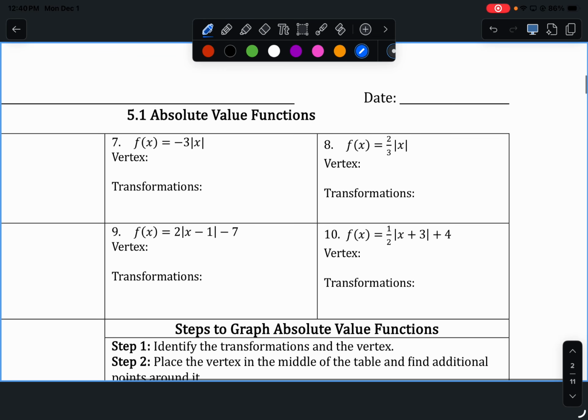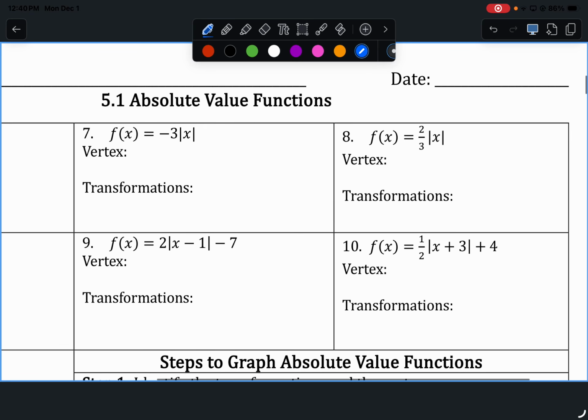Okay, for number 7. How many transformations are happening on number 7? Let's really think about it. It is 2 because the negative is there, but we also have a number that's bigger than 1. So both of those things will affect it, okay? So what does just having the minus sign in front do? Flip it, okay? That's going to cause it to reflect.